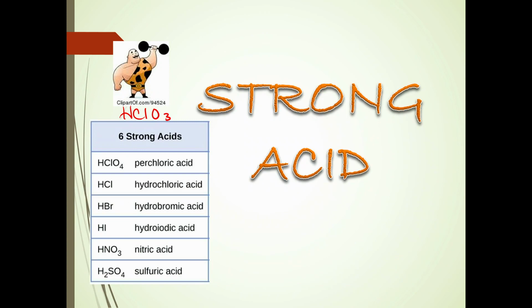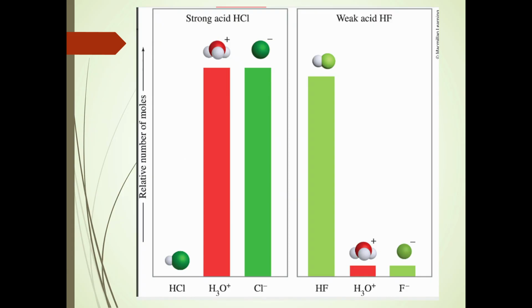So those are the only ones we're going to consider to be strong. They dissociate 100%. Everything else we'll consider to be weak, and we can do an equilibrium constant. So you can see, strong acid, no HCl left. Weak acid, it's mostly HF left, just a little bit of H3O+ and F-.